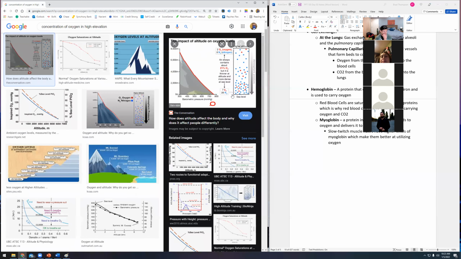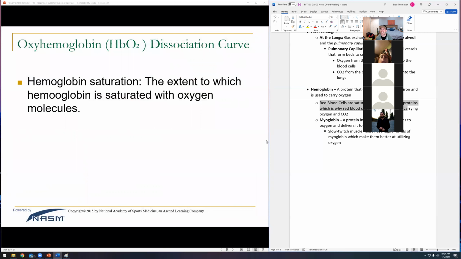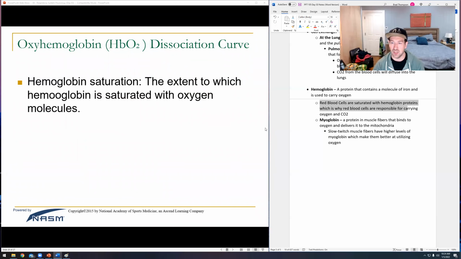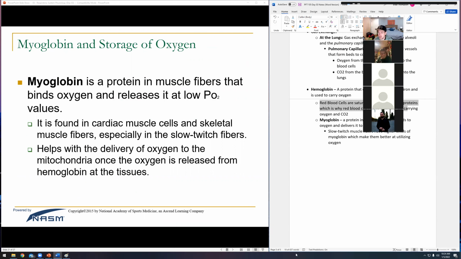If you want to experience increased hemoglobin, hang out in Denver, Colorado for a couple days, the Mile High City, right? So go to a high elevation, hang out there, and then go run a race the next day at a low elevation. That will actually help you be a much better runner. So that is the hemoglobin saturation. Now, that's hemoglobin. Hemoglobin exists in your red blood cells.